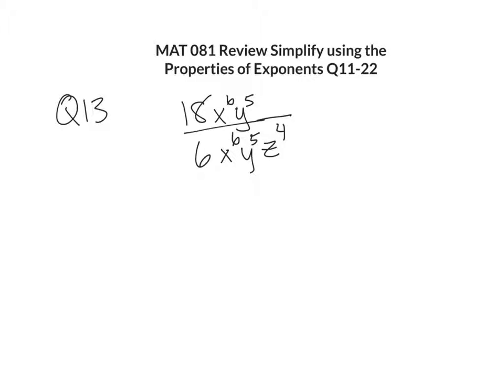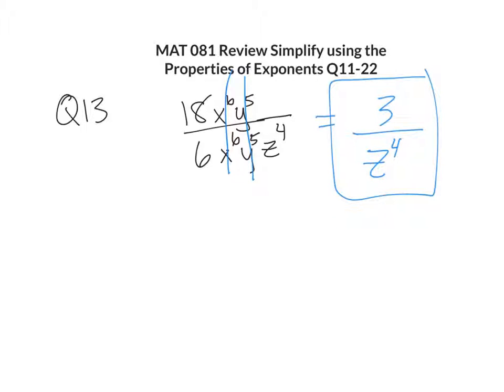All right, so 18 over 6. 18 divided by 6 gives you 3. I'm going to write it on the top. X to the 6 over x to the 6 cancels out. Y to the 5th over y to the 5th cancels out. So all I'm left with is z to the 4th. There's nothing to combine it with, so it's going to stay on the bottom. So we have 3 over z to the 4th.